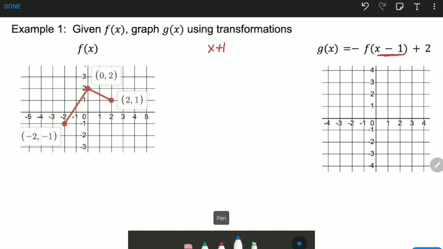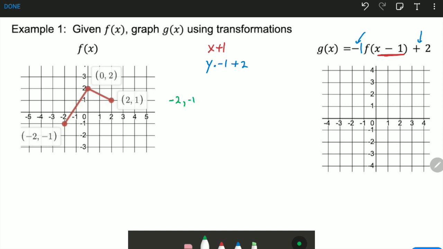Outside, y is same, so we have two things outside. We've got the negative sign and the plus 2. Negative sign means times negative 1. So we are going to do y times negative 1 plus 2. Now that we have our rule, we can start with our ordered pairs.